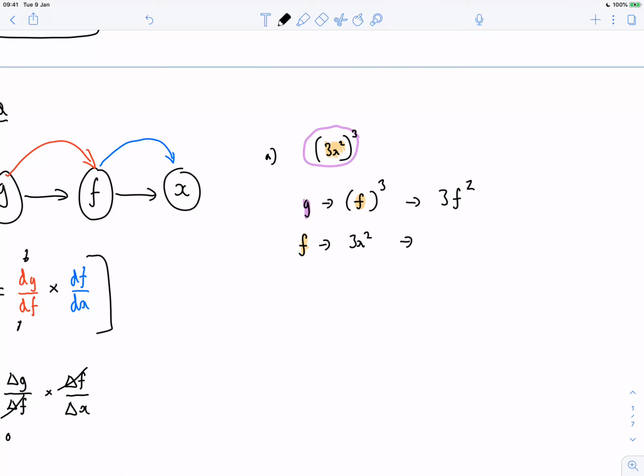And then I need to find df by dx. So 3x squared will differentiate to 6x because the 2 comes down and the 2 drops down to a power of 1. The rule then says that I multiply these two things together. So 3 times 6 is 18. I'll have an x, and then I'll have f squared. Now I know what f is, 3x squared. So this will actually be 18x times f, which is 3x squared, squared.